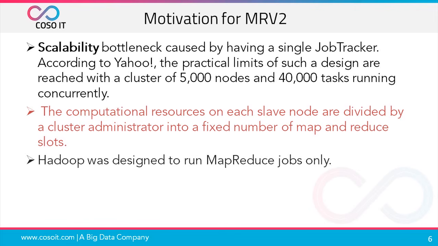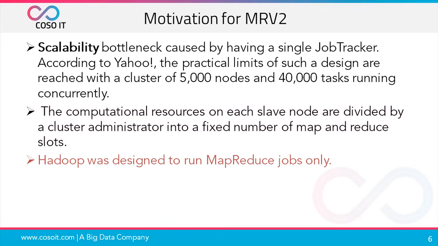Another problem it faced was that the computational resources on each slave node are divided by a cluster administrator into a fixed number of map and reduce slots. So a node can't run more map tasks than map slots at any given moment, even if no reduce tasks are running. So this is not the proper utilization of resources.